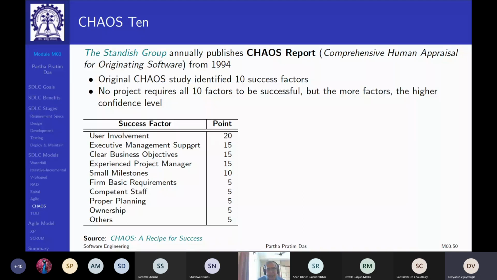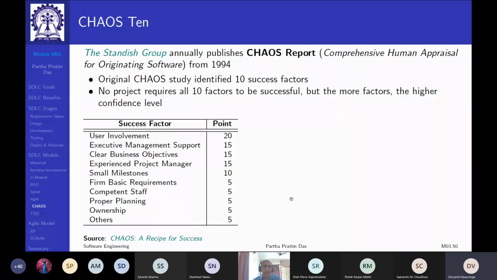And this is the kind of weightage that the Standish Group recommends: user involvement is 20 points, out of a total of 100 points over the 10 factors, but not equally. User involvement is very high, 20 points. Executive management support: does the management of the company support the project and the development? Clear business objectives, 15. Experienced project manager, 15. Small milestones, 5. And don't get shocked, competent staff is only 5.